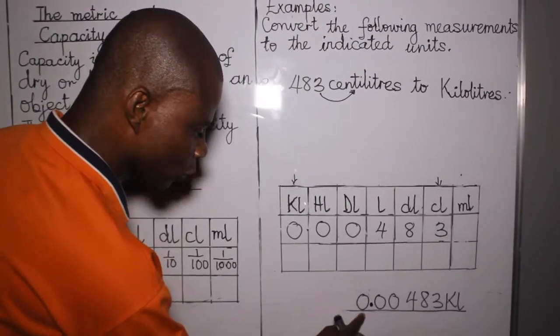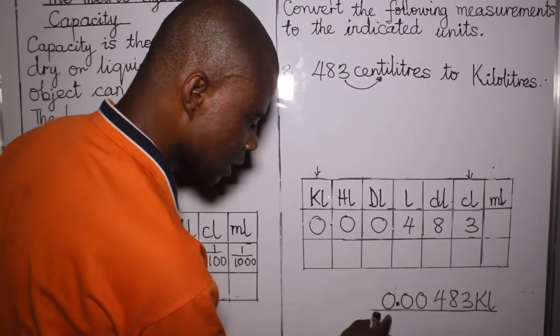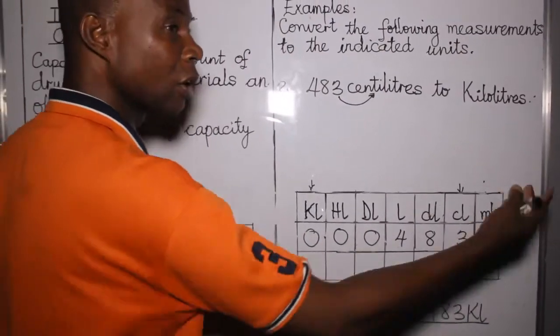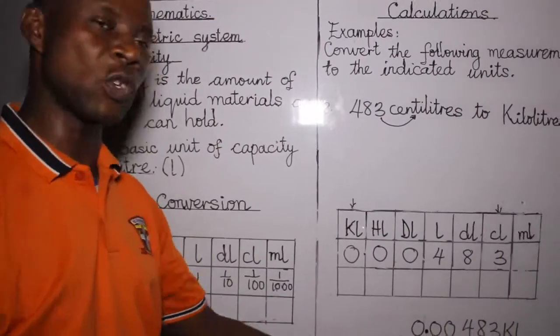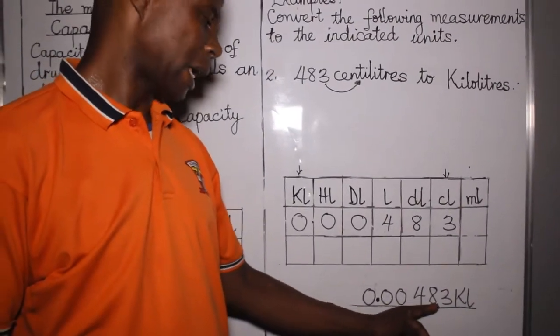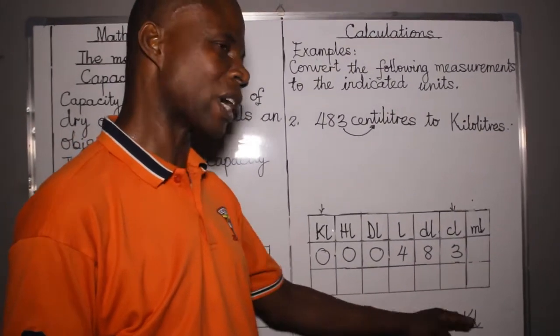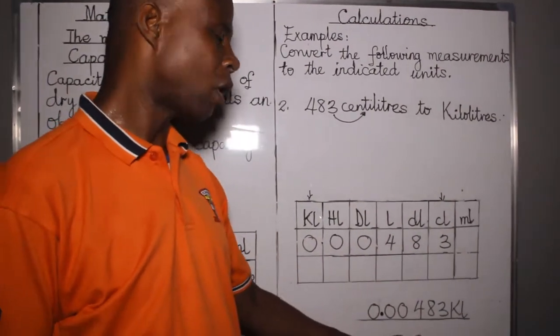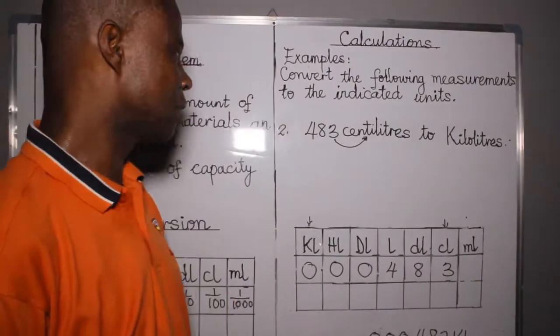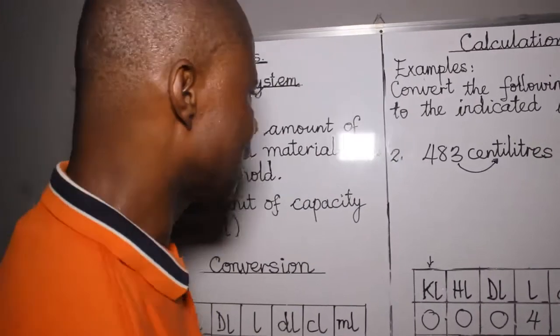Which means when you fix this figure on the table again, you see kiloliter, this 0 goes into this column. Then other figures will follow. And this gives you your final answer. And therefore this is 0.0483 kiloliters, not 0.00400. No, it's not 400. It's 483 kiloliters. Read it digit after digit, being that it is behind the decimal point.